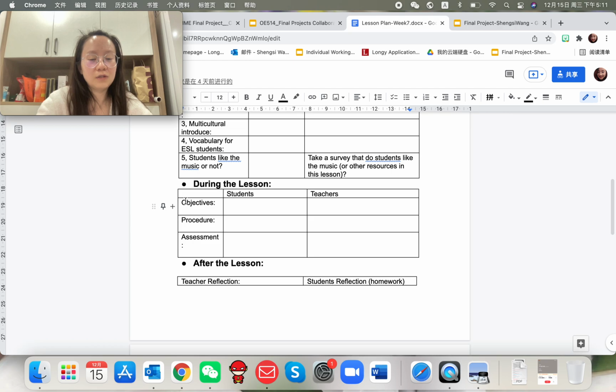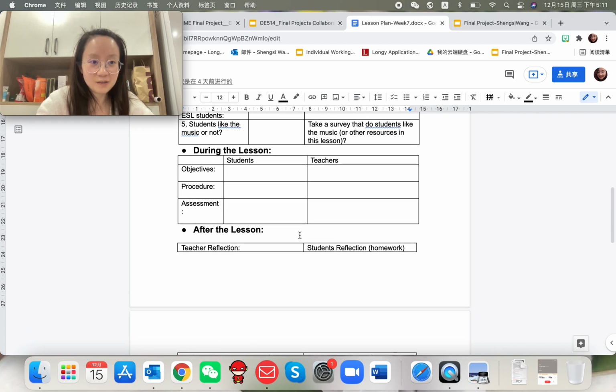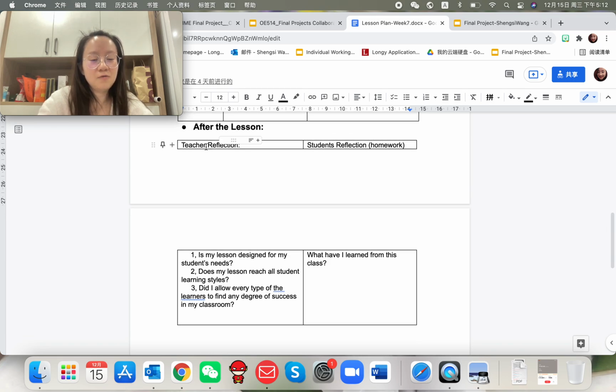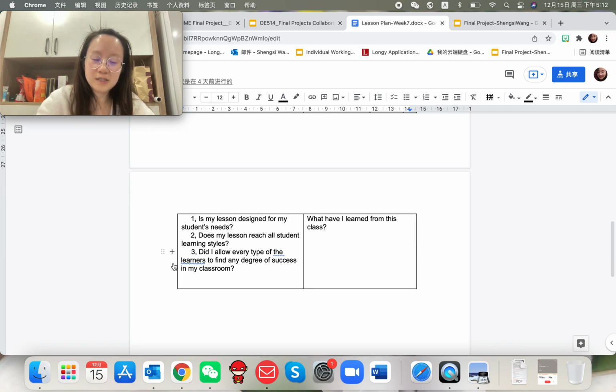And during the lesson we need to know the objective, procedures, and assessment. It is a very normal thing. And after the lesson we have to do the reflections. For the teacher, the first reflection is: was my lesson designed for my students' needs? Which means, do my students need this kind of lesson? Do my students need the knowledge of this lesson?